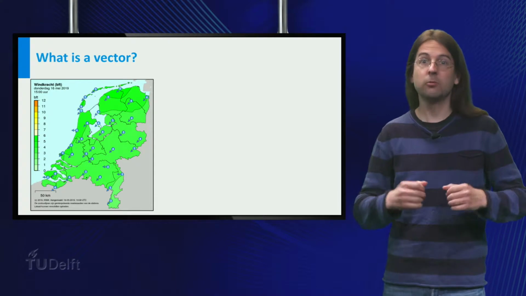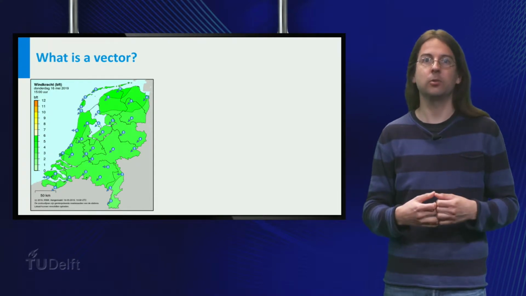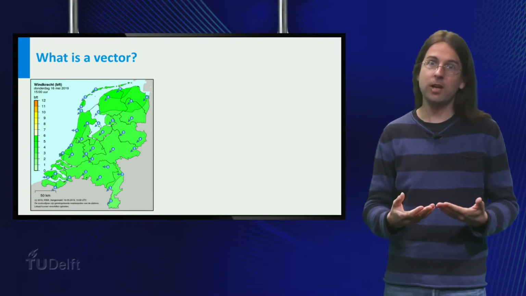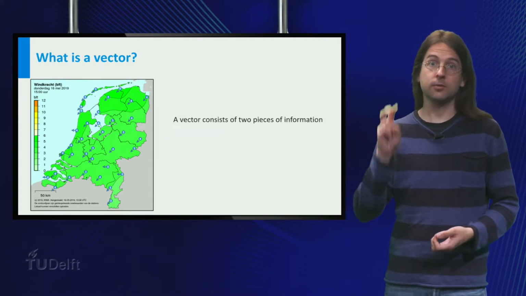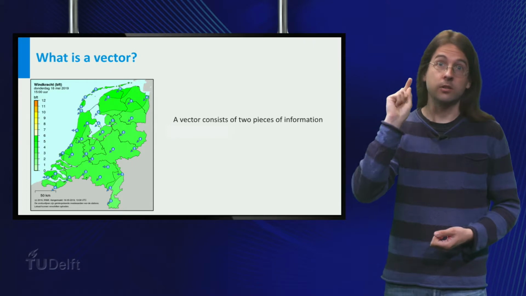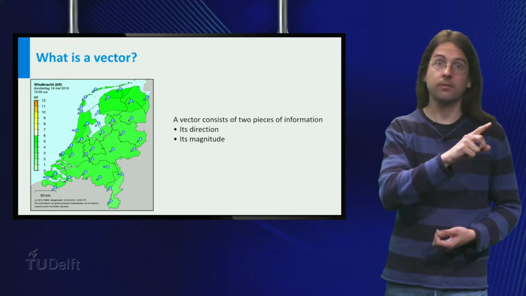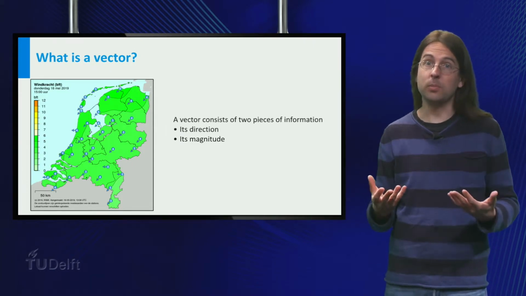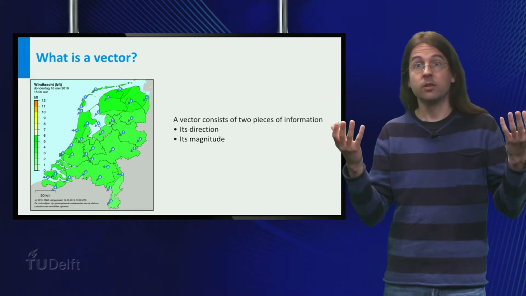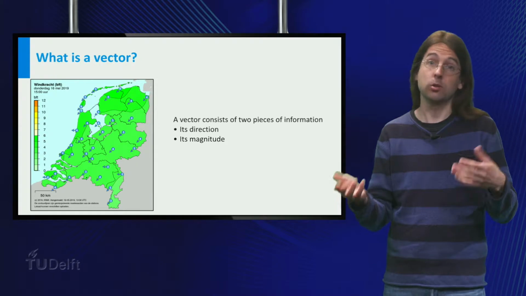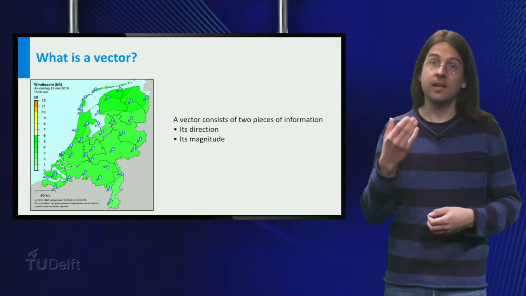In the picture, you see the wind blowing over the Netherlands. Here in Delft, the wind is blowing northeast 4. We can describe the wind using a vector. A vector consists of two components, a direction and a length. You see these components in northeast 4. The direction is from the northeast, so to the southwest, and the length is 4.